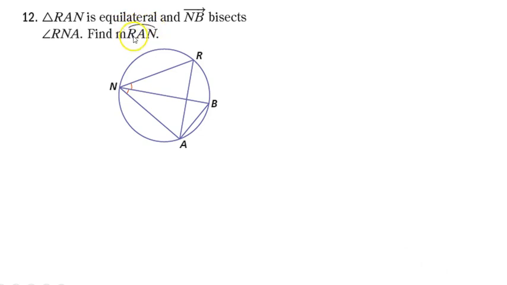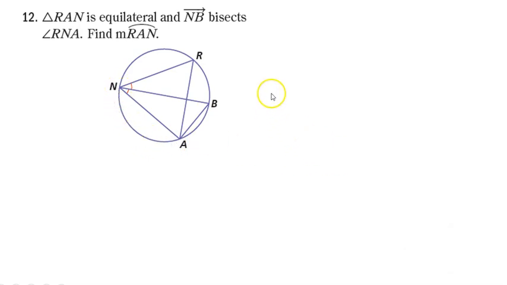This is the arc from R to A to N. The arc from R to A to N is exactly what it sounds like, from R to A to N. Not here, this would just be RN. We want from R, A, N is right there.